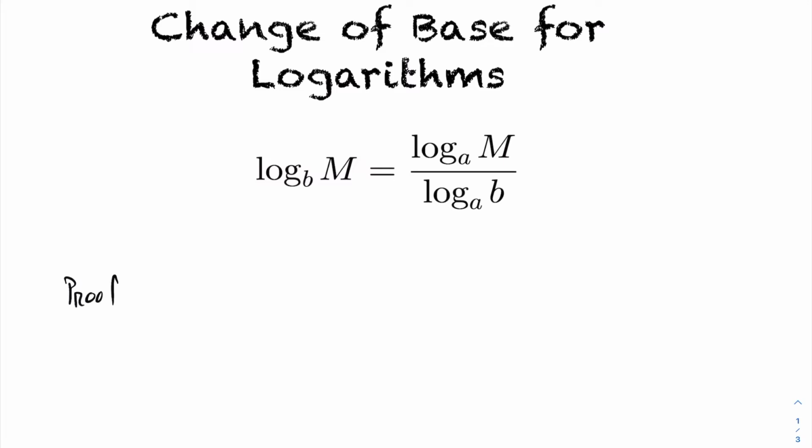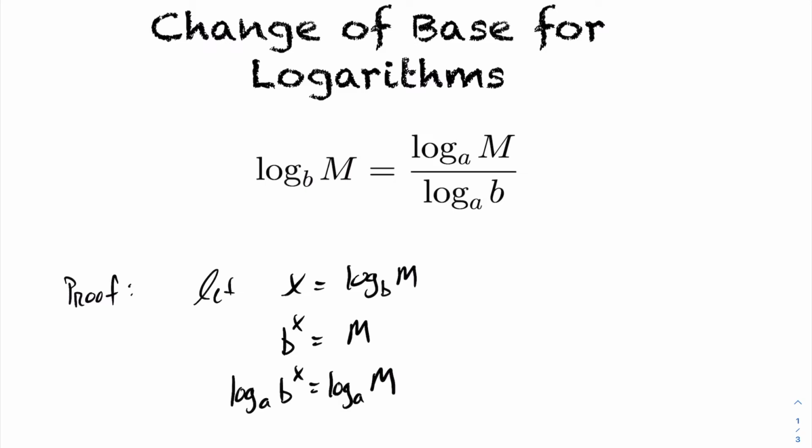let's consider the following. I'm going to let x equal log base b of m. Transferring this to exponential form, we have b to the x is equal to m. I'm now going to take log base a of both sides of the equation. Notice here I can drop down that x value. Then I can go ahead and divide across by log a of b.